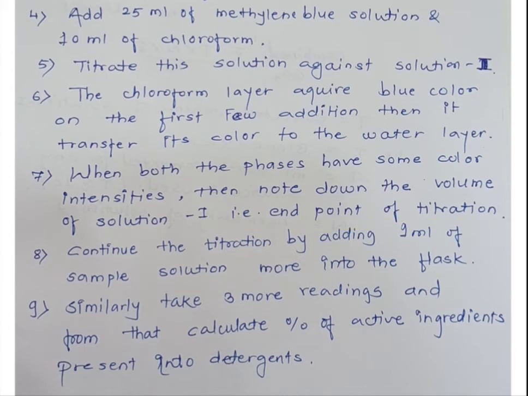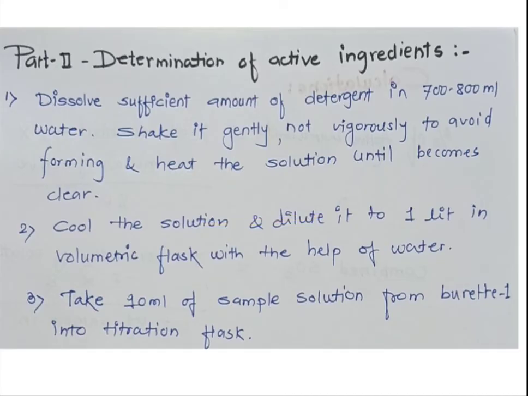Then continue the titration by adding 1 ml of the sample solution more into the flask. As you know, when you titrate 9 ml of the solution with the titrant, then again we are going to add 1 ml into it, and then again we perform the practical to the next step. So in the same way you have to continue the titration. In the same solution we have to add 1 ml of the sample solution and then titrate the solution against solution 1. Now similarly take 3 more readings and from that calculate the percentage of active ingredients present in the detergents.